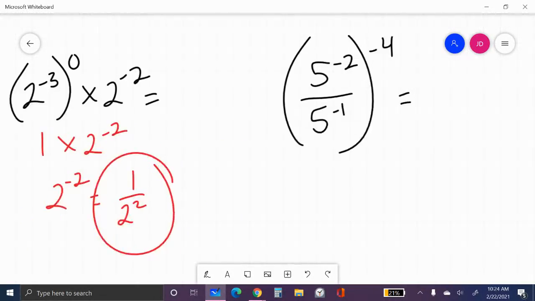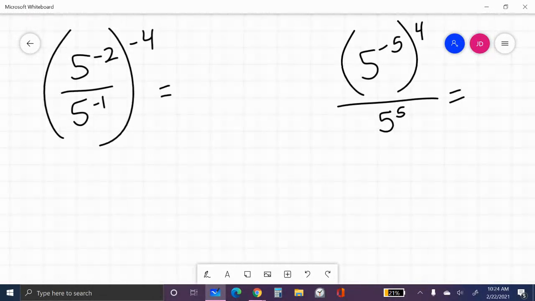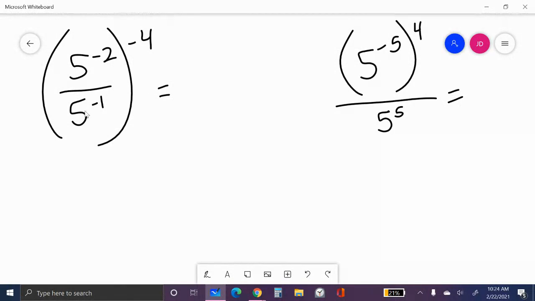Let's keep it going. Ooh, fractions. Okay, inside the parentheses, again, you have to simplify whatever's inside parentheses first. 5 to the negative second divided by 5 to the negative first. You keep the base and subtract the exponents. Be careful here with all the negatives.